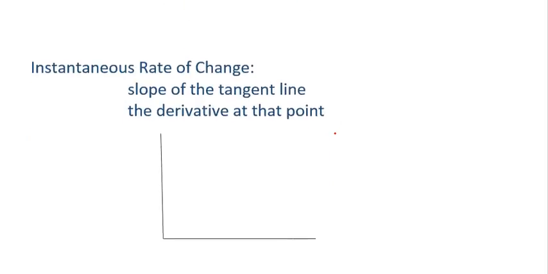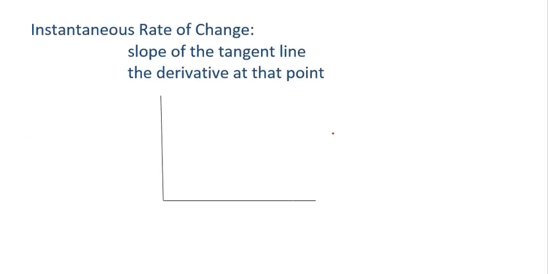The instantaneous rate of change is a little bit more complicated, and it is the slope of the tangent line. It's also known as the derivative at that point. So if I have a function and I pick a point that I'm going to call C, then at that point I can't really do the slope like I normally could, because in order to do the slope formula you have to have 2 points.